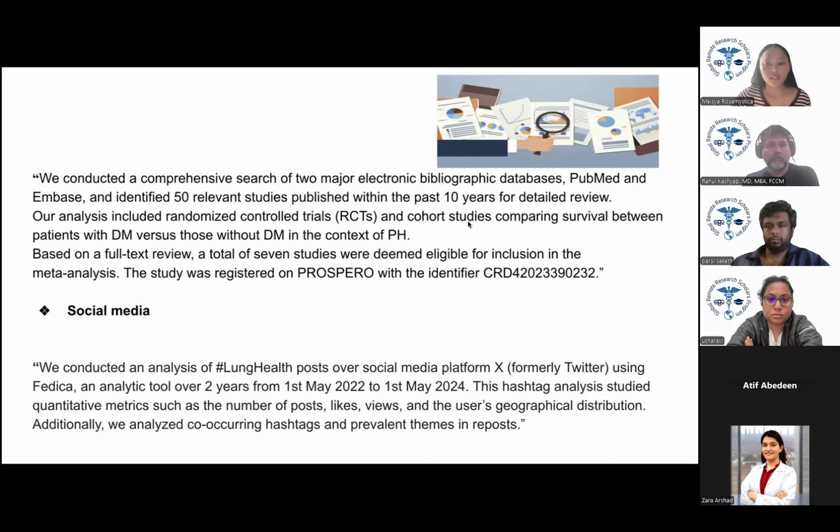And what did they do? They compared survival between patients with diabetes mellitus versus those without diabetes mellitus in the context of pulmonary hypertension. So you can basically see their PICO question and what type of study they included.